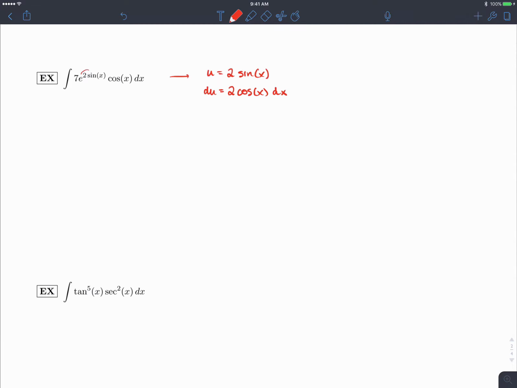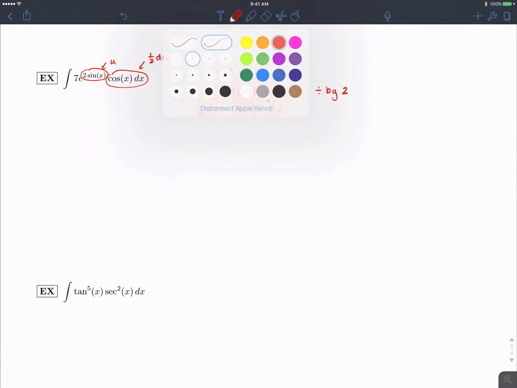We've chosen this to be our u, and our du is pretty close. We just have that extra 2 out in front. So kind of like last time, we're just going to divide both sides by 2. And that's going to give us 1/2 du is equal to the cosine of x dx. And now this part right here is just going to be 1/2 du. Hopefully what results is something that we can actually integrate. So let's see if that turns out to be the case.